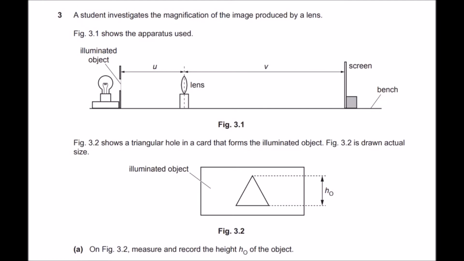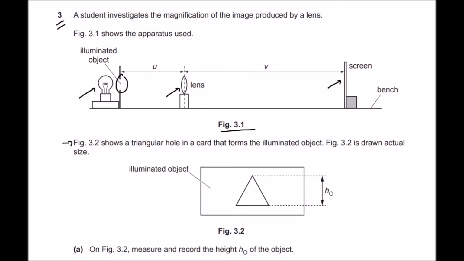This is question number 3. A student investigates the magnification of the image produced by a lens. Figure 3.1 shows the apparatus used. This is figure 3.1. This is the lamp, the source of light, and here we place the illuminated object. A convex lens is there, and a screen.